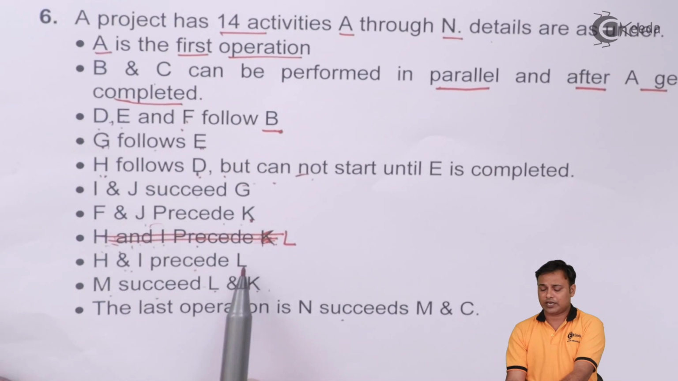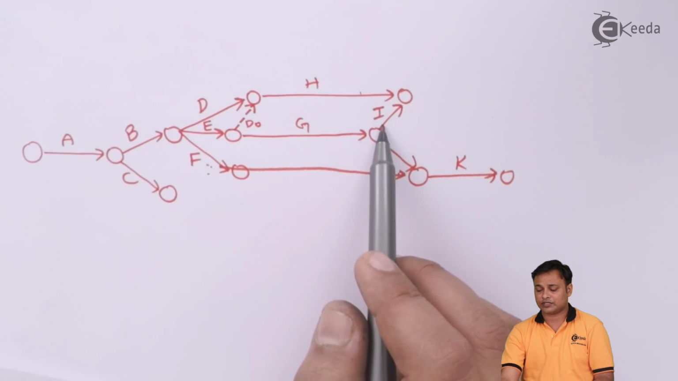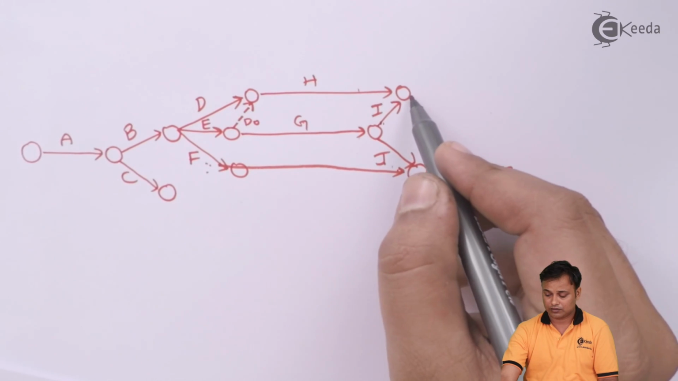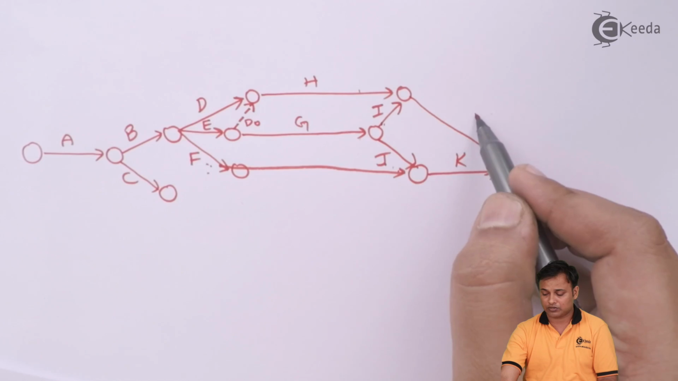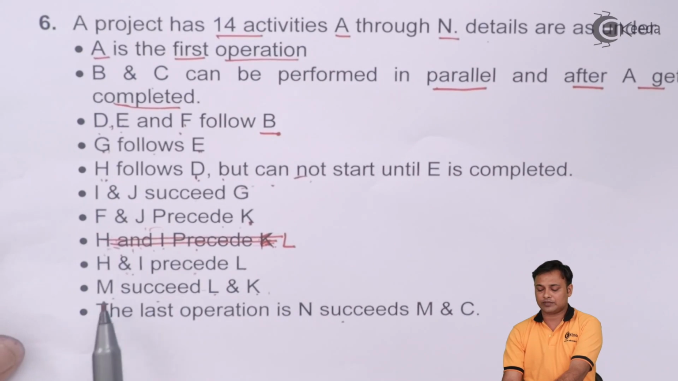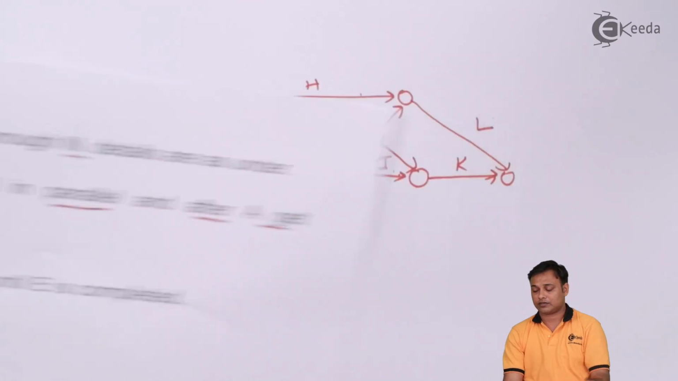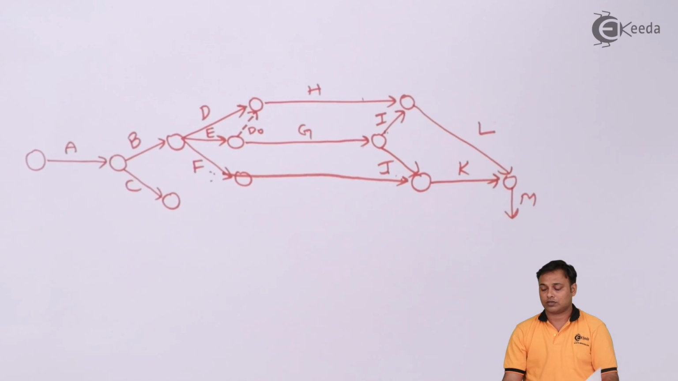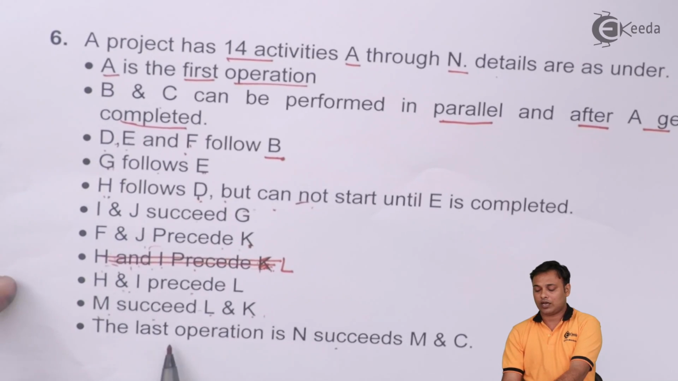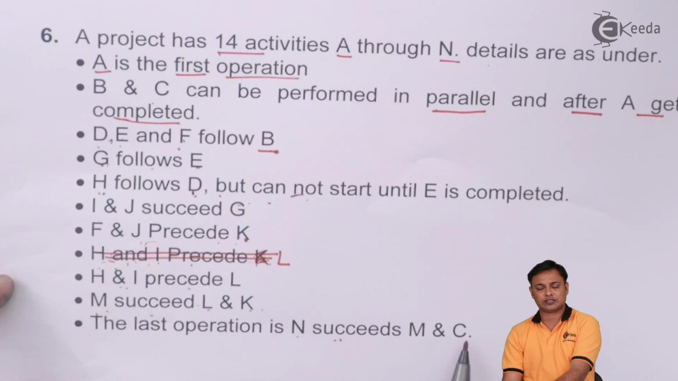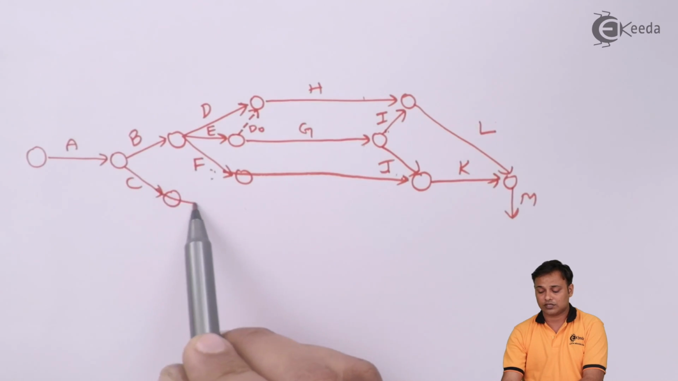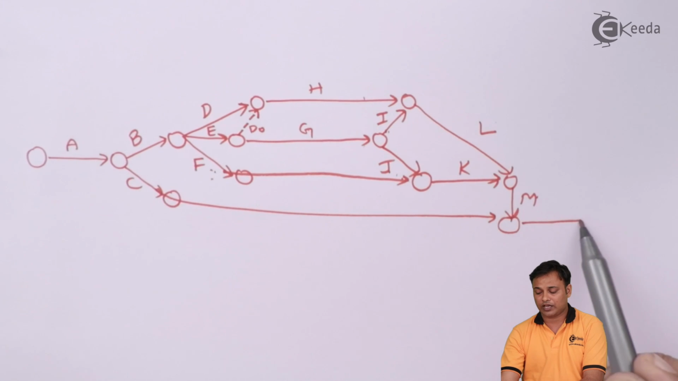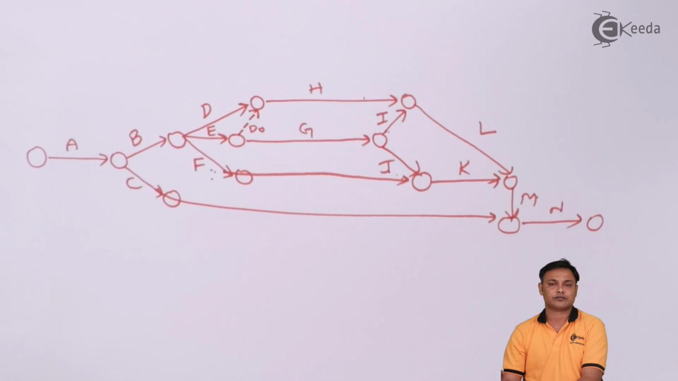H and I precedes L. H and I precedes L, meaning L will come out after H and I are complete. So it is my L. I will join with K because M succeeds L and K. M is the next operation. And at last we have last operation is N which succeeds M and C. Now I need to join again C with M. And from there comes my M.